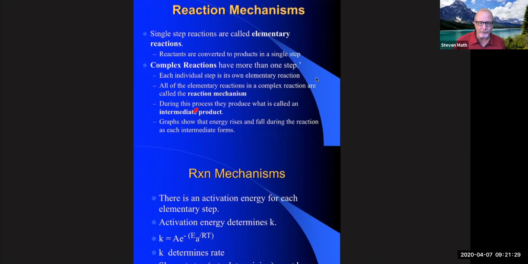Now, during this, they produce things that are called intermediates. Intermediates are real simple. We're going to define those for you right here. These are produced in one step and consumed in the next.